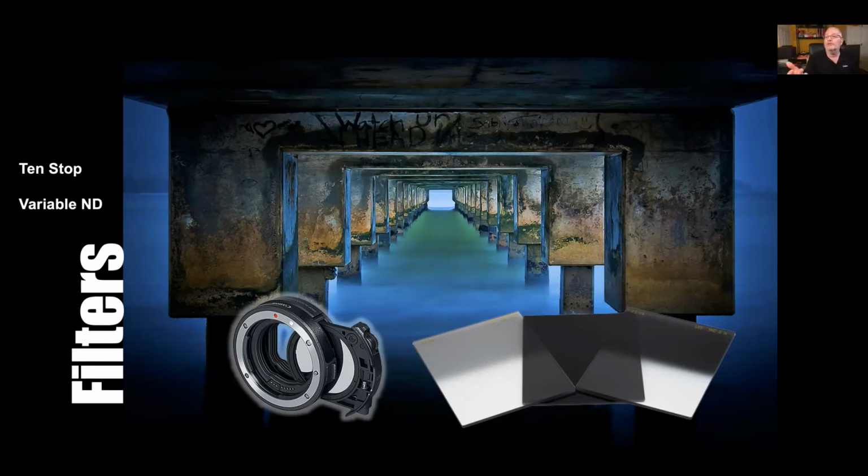That variable neutral density, if you get the right one, will get you almost to 10 stops. But if you want to do really long exposures, you're going to need to stop down 9 or 10 stops in a lot of cases.